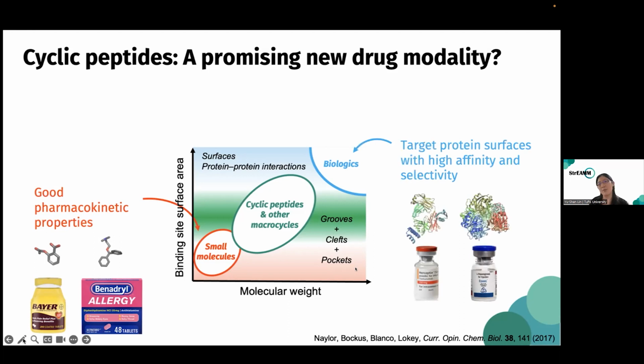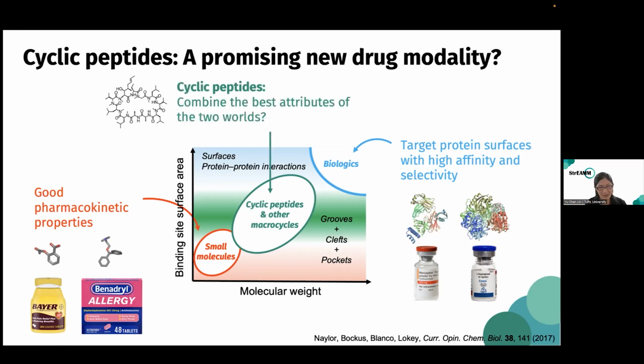In this case, people will look at something called biologics. These are antibodies and other proteins. They are huge. They can target protein surfaces with high affinity and selectivity. However, because they are proteins in nature, you cannot just take them by mouth. They're going to just get digested by enzymes in our stomach. So you have to inject these molecules, which is very inconvenient for the patients. Also, these molecules are huge. They are unable to cross cell membranes, so they cannot reach intracellular targets.